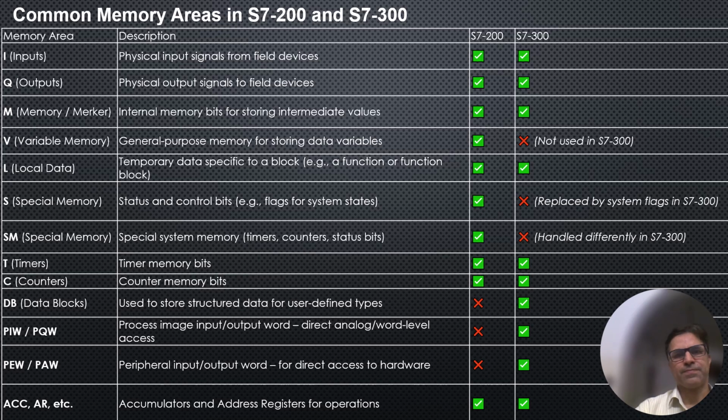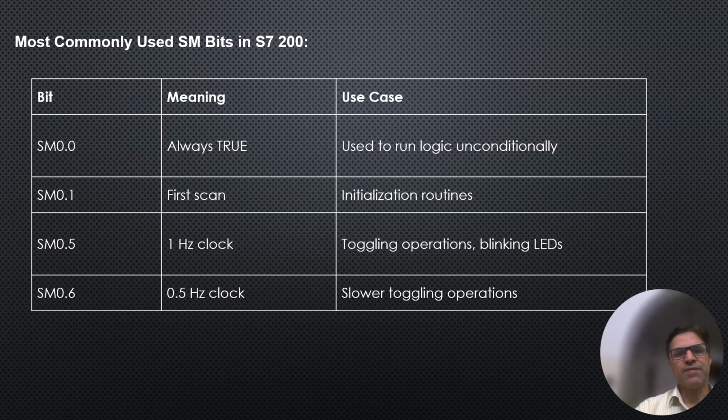Here we see the S7-200 special memory, SM0.0, SM0.1. SM0.0 is always on. When we start the PLC, at the first scan, SM0.1 gives a pulse, and this is a clock memory. A 1 hertz clock pulse is there. If you want to blink the light at 1 hertz, then we use this SM0.5, and SM0.6 for a 0.5 hertz clock, and different ones.